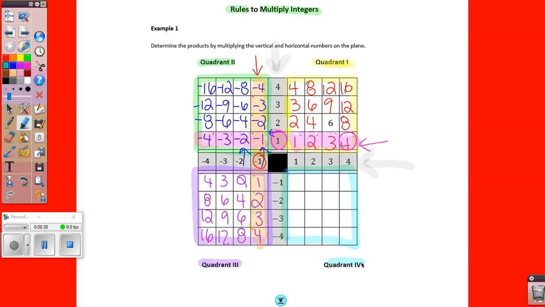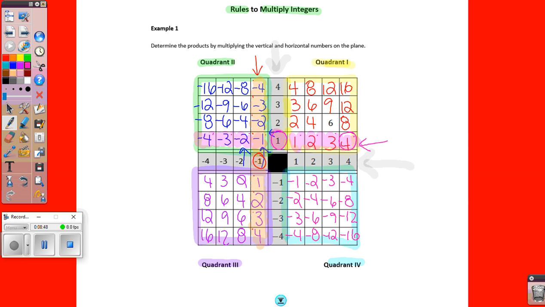So pause the video. I'm going to fill this out, and then I'll let you check your answers in just a moment so you guys can get started on that. Okay, welcome back. So at this point, we've finished filling out quadrant 4. So hopefully we were able to recognize some patterns.